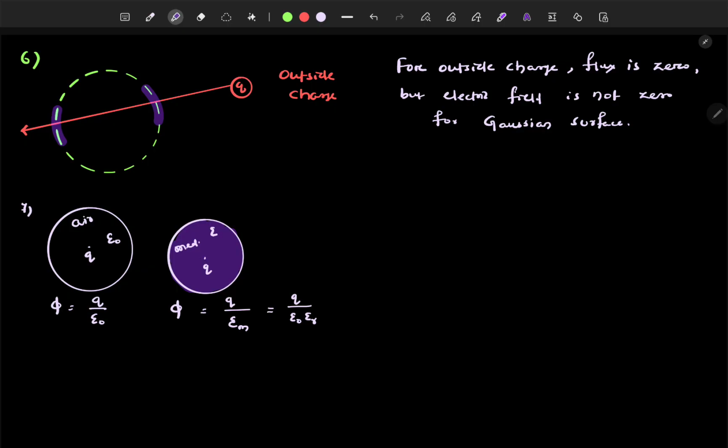We know the value of Q by epsilon naught, let it be phi naught. So this is equal to phi naught by epsilon r. So the point is, flux depends on the nature of the medium inside the Gaussian surface. The conclusion is thus: flux depends on the nature of the medium inside the Gaussian surface.